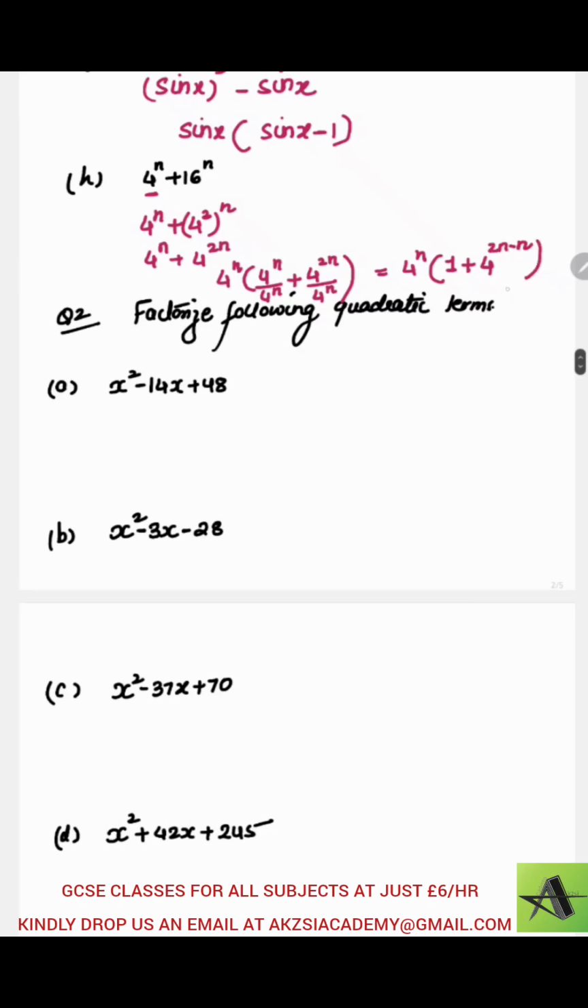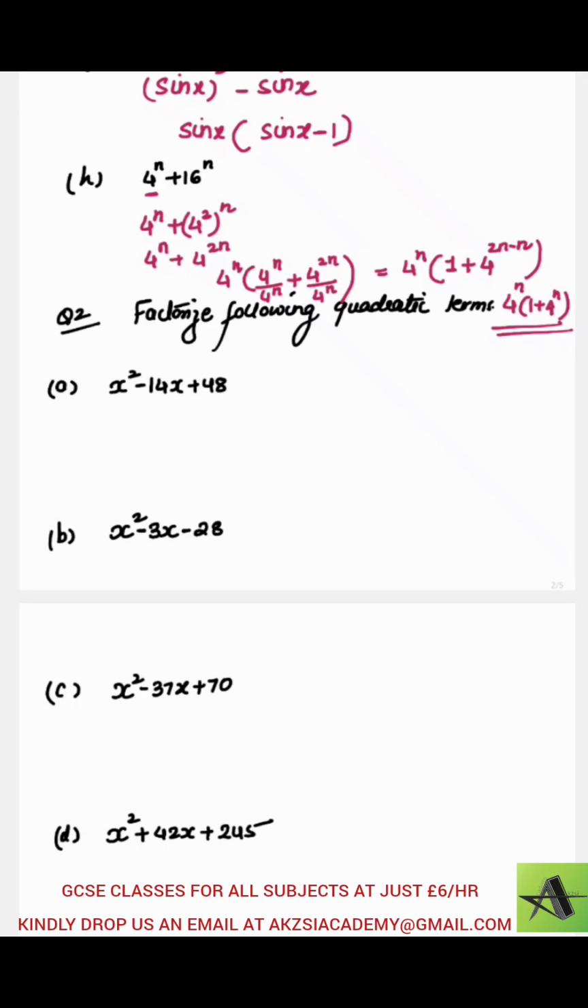So final answer is 4 to the power of n times 1 plus 4 to the power of n. That's your final answer. Moving on to the next one, it's factorizing the following quadratic terms.